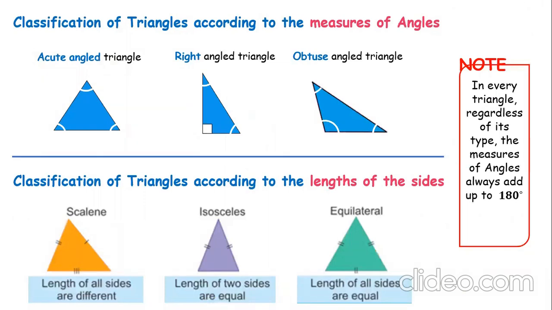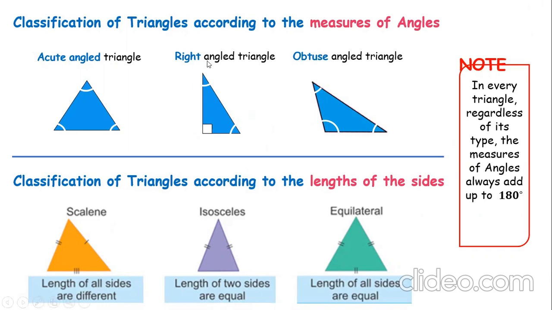Classifications of triangles according to the measures of angles. So basically, we have three types of triangles based on the measure of their angles. The first type is the acute angle triangle. In this triangle, we have three acute angles, meaning that each of them has a measure or a size that is less than 90 degrees.